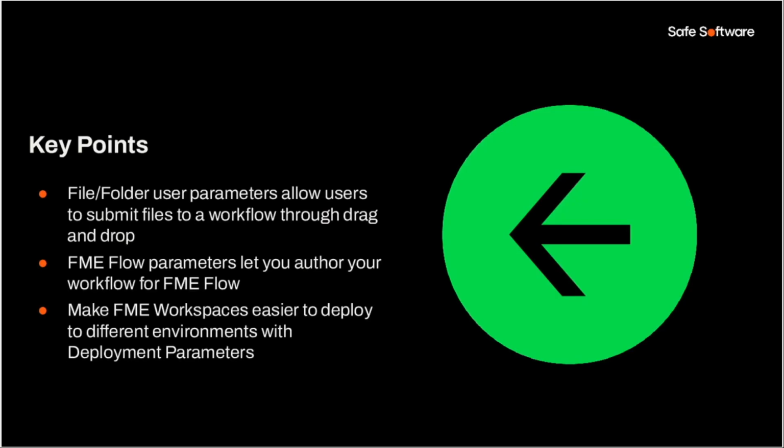So let's look at some of the key points here and the key takeaways from that demo. So the file folder user parameter allows users to submit files to a workflow through drag and drop. So it renders differently in FME Flow versus FME Workbench. FME Flow parameters let you author your workspace for FME Flow. And you can make workspaces easier to deploy to different environments with deployment parameters.